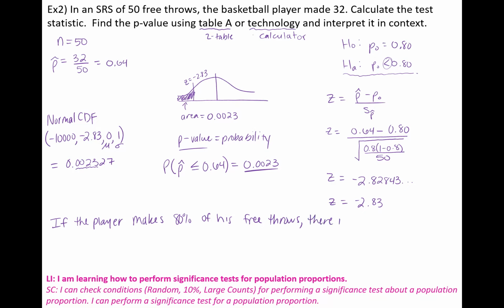there is a 0.0023 probability of getting a p hat, so that sample proportion, sorry, the probability is of getting a p hat that is like what we got in our sample, so of 0.64, and I'm going to say or less, because that was the direction again of our alternative hypothesis, by chance alone.